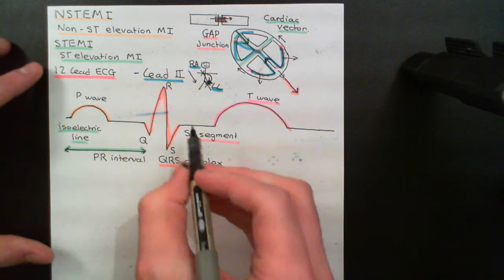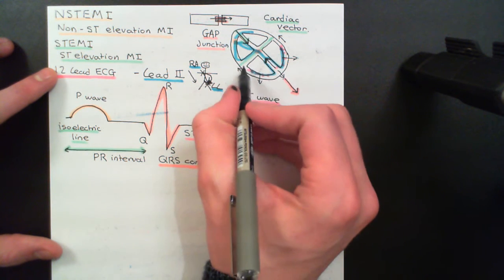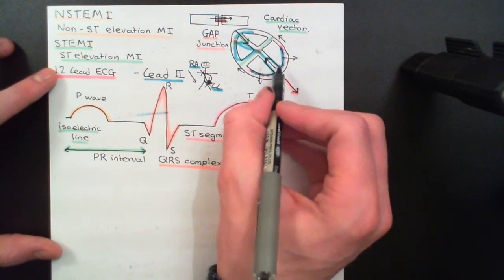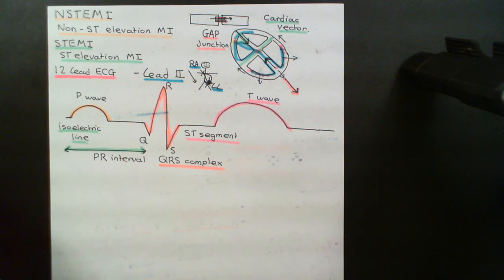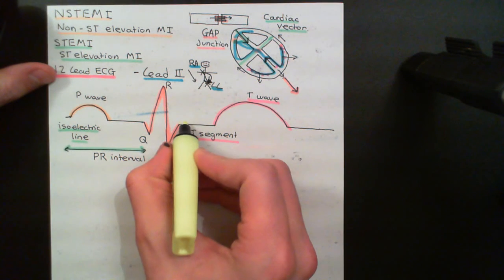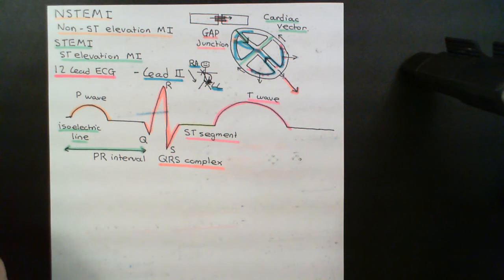Okay, right, and when all of the cardiomyocytes here are in the plateau phase of their action potential, there's not going to be any current moving between those cardiomyocytes, so you just go into this flat portion. So that's the ST segment here, where all of the cardiomyocytes are in their plateau phase of the action potential and there's no current therefore.